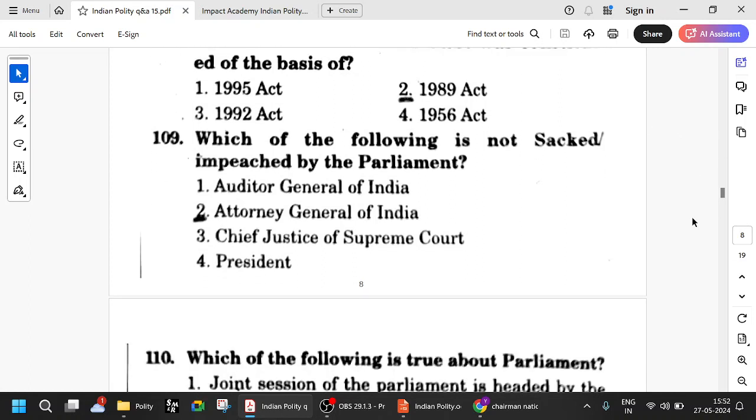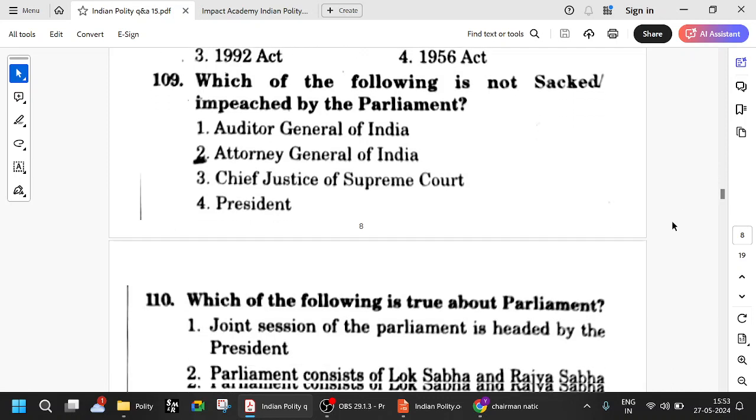Next, which of the following is not sacked or impeached by the Parliament? For the impeachment procedure, the Chief Justice of India, Chief Justice of a High Court, or any judge of the High Court or Supreme Court goes through impeachment by Parliament. The President also can be impeached. The Auditor General also, but the Attorney General is not sacked by impeachment. The Attorney General can attend Parliament sessions, but he cannot vote. He is not subject to the impeachment provisions.